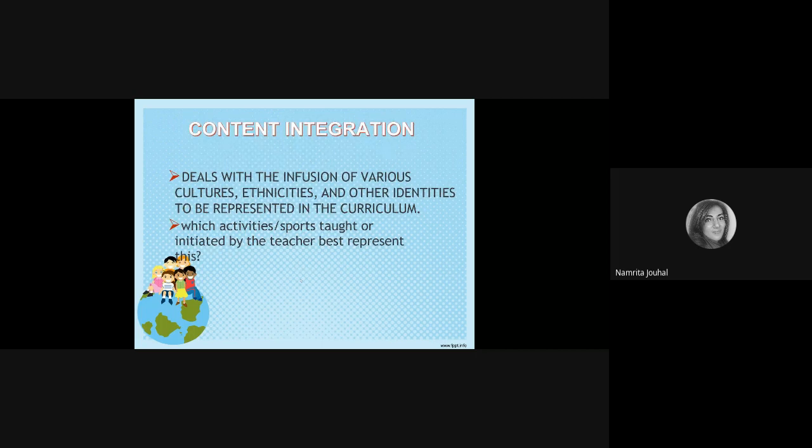Content integration deals with the infusion of various cultures, ethnicities, and other identities to be presented in the curriculum. So, ensuring as a school that you're doing that. As a school, you have to identify which activities would be important, what sports you should be teaching, and which teacher would be best to represent that. So as management, as the leaders of the school, you need to identify the kind of teachers who could cater to those.